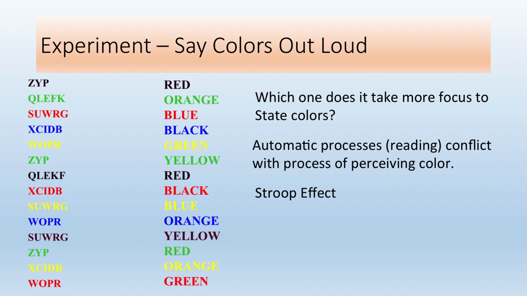But when you go to the next column, it's no longer automated because the word and the color don't match. So you actually have to spend a split second more figuring out whether to say the color or read the word.